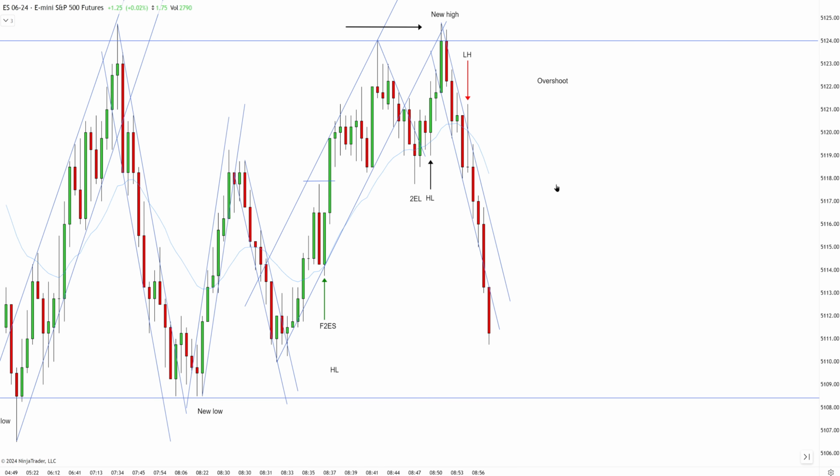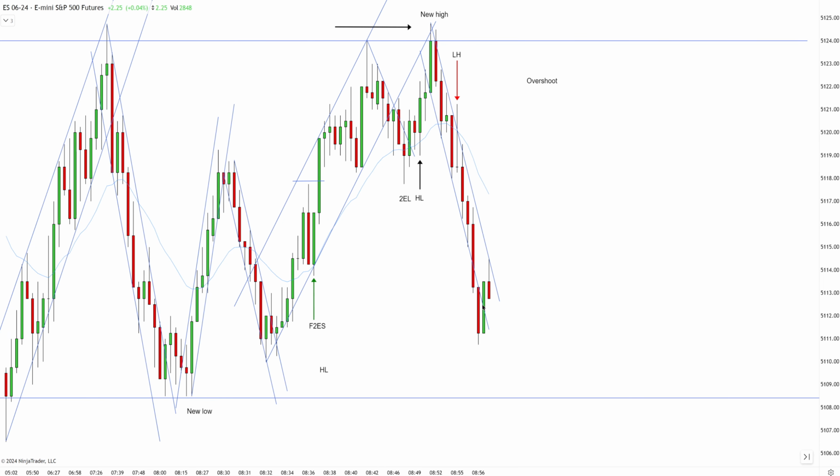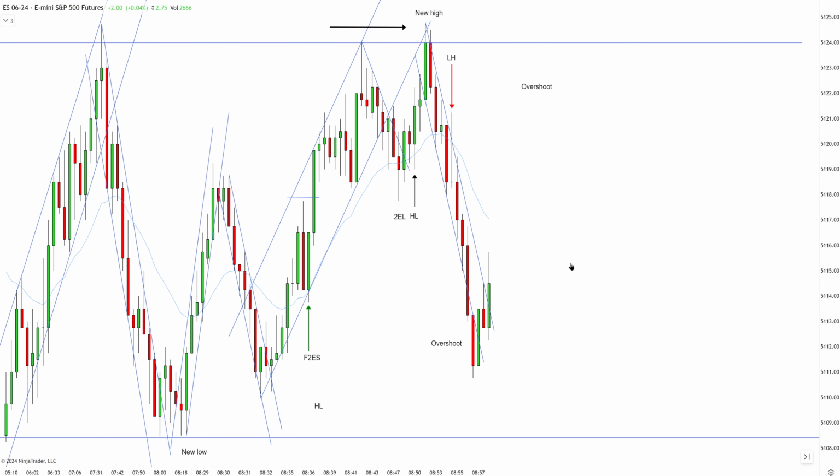Can you get a second entry long? We cannot. Now we have possible overshoot. You can also make it a little bit wider. Either way, you're going to observe the correction.